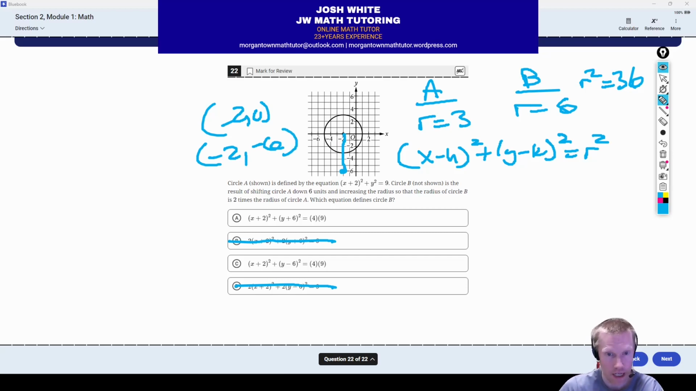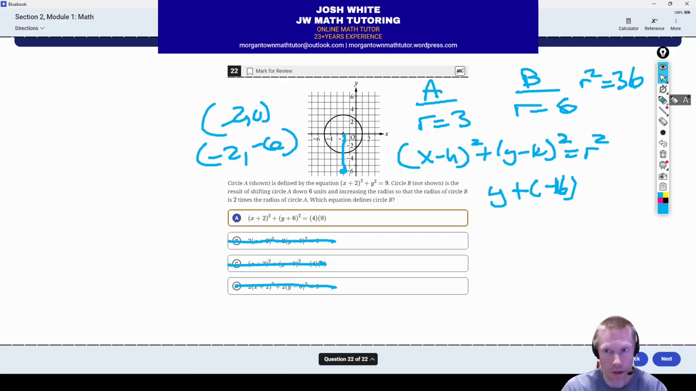So when you go to plug that in, the first part's obviously still going to say the same, x plus 2. But for the y part, it is going to be now y minus -6, and that just becomes y plus 6. The correct answer for this one is going to be letter A.